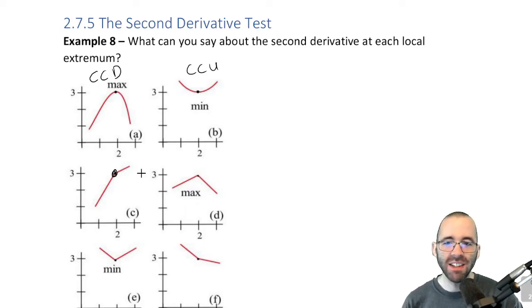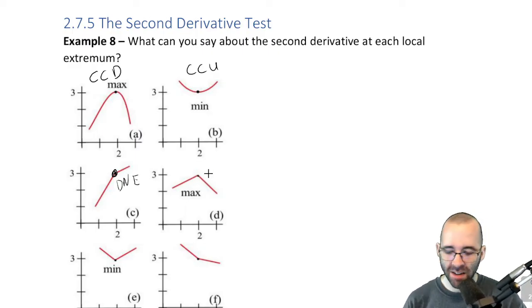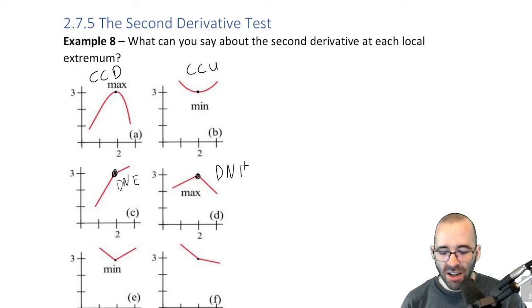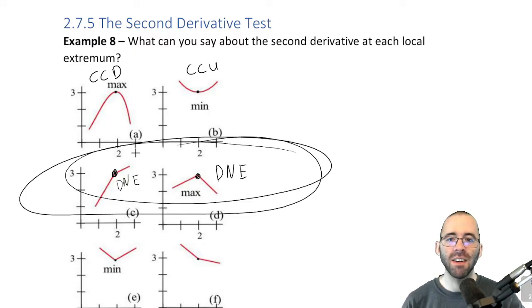Well, here, the second derivative does not exist, which is not a big problem because there's no extremum here. But there is an extremum here. It's a critical point where the first derivative doesn't exist. But if the first derivative doesn't exist, well, the second derivative doesn't exist either. So this is a problem already.